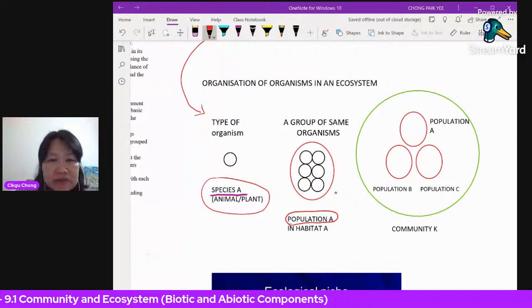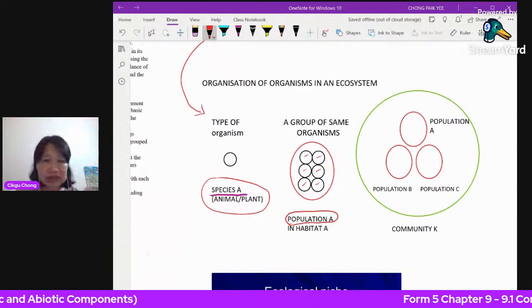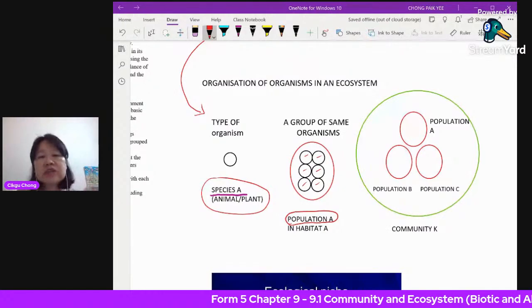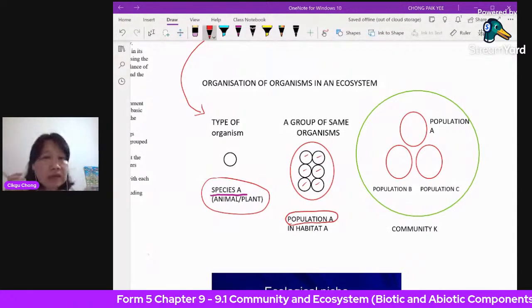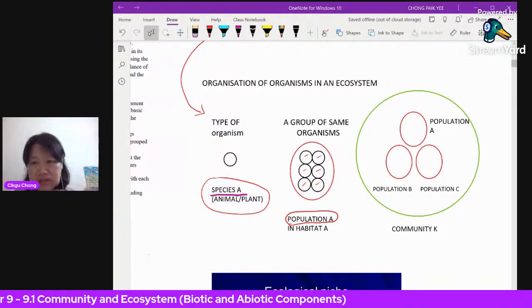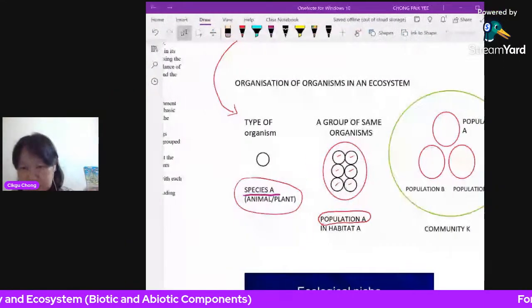So you see all the elephants here, a few elephants, six elephants, living together in this. This is called a population. Population is more of the number. We're talking about the number. This is a population of elephants, okay? So that's what it means by population.